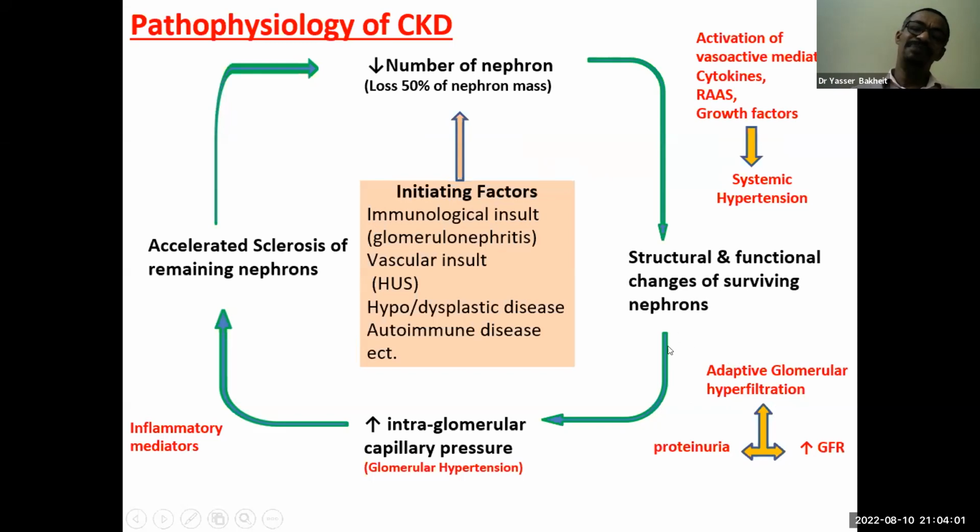When the nephrons become hyperactive and compensate, intraglomerular capillary pressure increases and causes glomerular hypertension, and this, with inflammatory mediators, accelerates sclerosis of the remaining nephrons. So nephrons are lost, the cycle continues, and it causes progression of chronic kidney disease from stage 1 to 2 to end-stage renal disease by this mechanism.